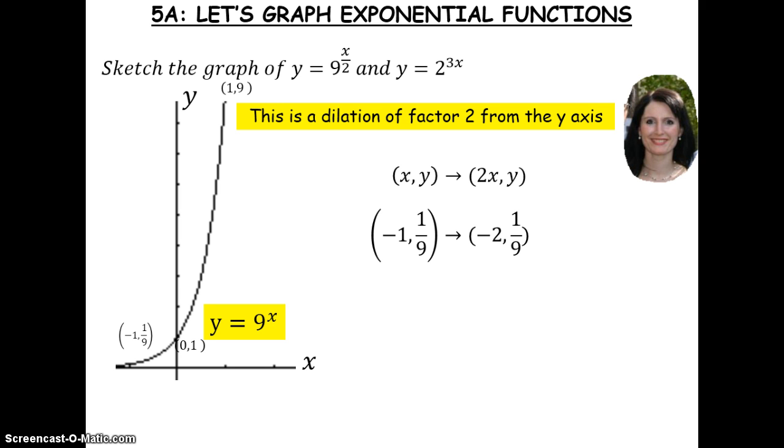-1 and 1/9, that turns into -2 and 1/9. Notice you've got to be careful that you affect the x values here, not the y's. The next one, 0, 1, becomes 0, 1 again, because 2 times 0 is still 0, and y still stays the same. Lastly, we've got 1 and 9. Our x value is times by 2, the y value stays the same, so that becomes 2, 9.